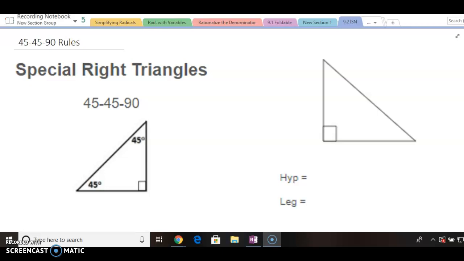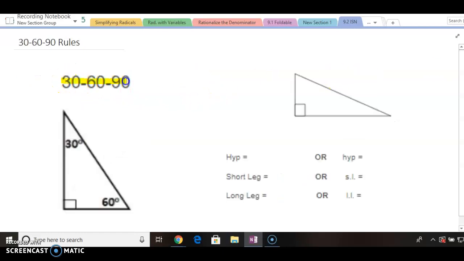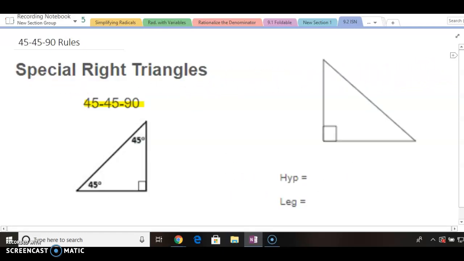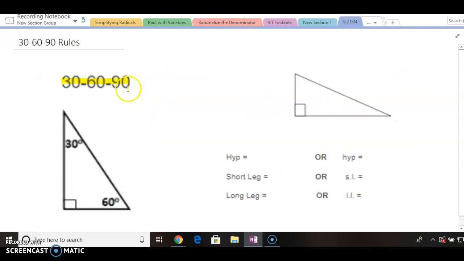All right, guys, so this is our foldable for special right triangles, and in our book, this is section 9.2, and we're specifically going to be talking about 45, 45, 90 triangles, and then also 30, 60, 90 triangles, okay? So the 45, 45, 90 and the 30, 60, 90, all that tells us is the angle measures. So on a 45, 45, 90 triangle, you have two 45-degree angles, and then a 90-degree angle. And then on a 30, 60, 90, you have a 30-degree angle, a 60-degree angle, and a 90-degree angle, okay?